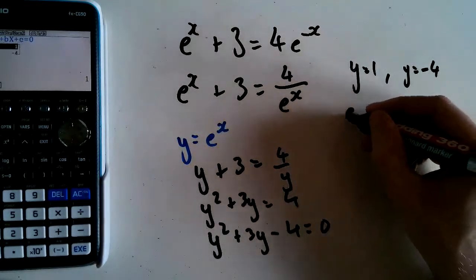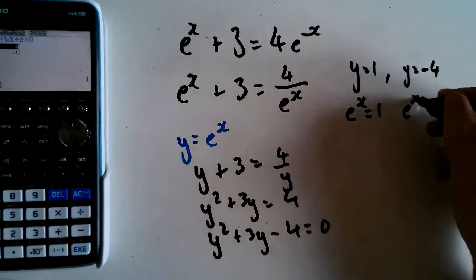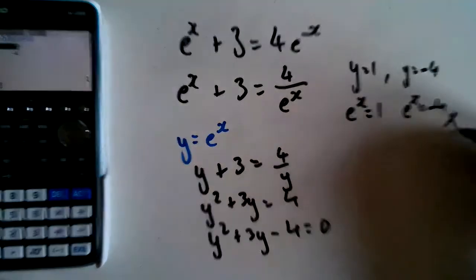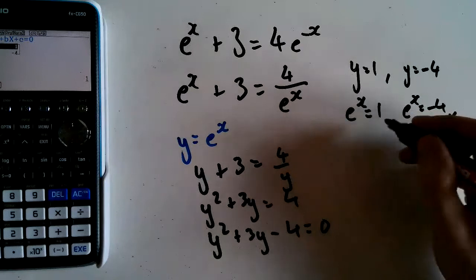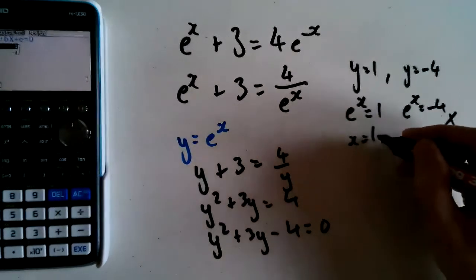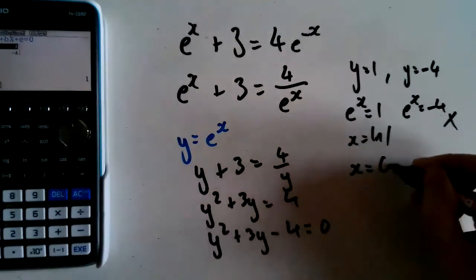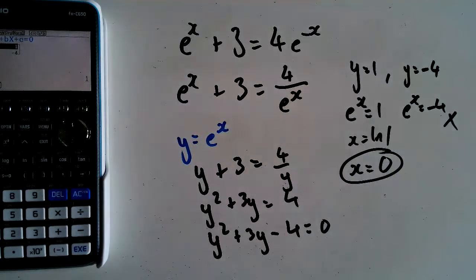So back to what y is. So e to the x is 1, or e to the x is minus 4. That can't happen because e to the x is always positive. And then get rid of the e by doing ln on the other side. It's ln 1, which is just 0. So my only answer is x is 0.